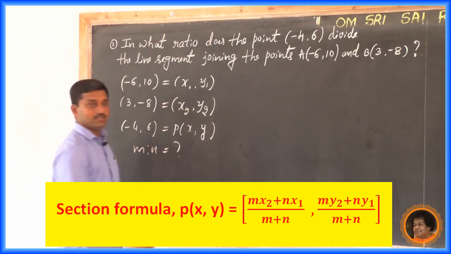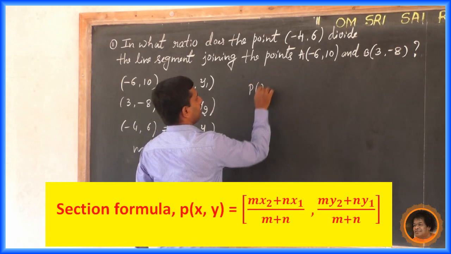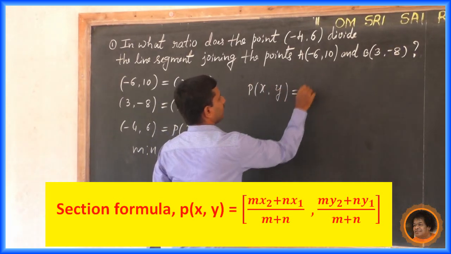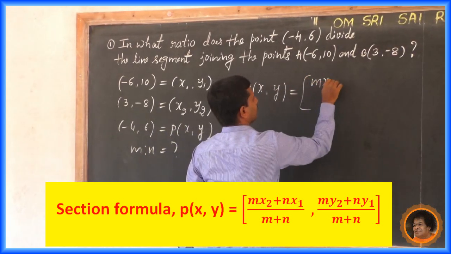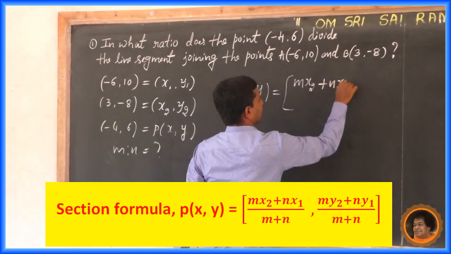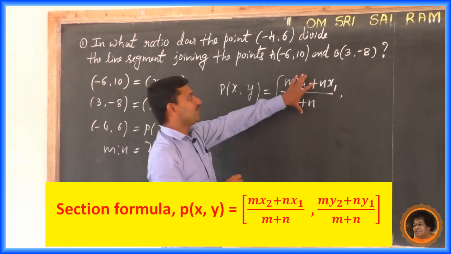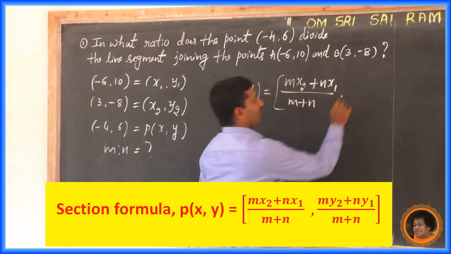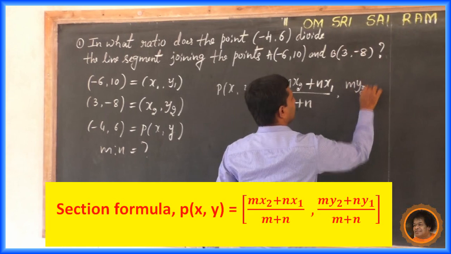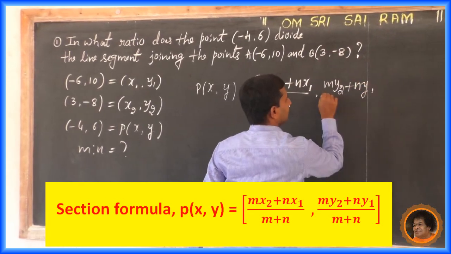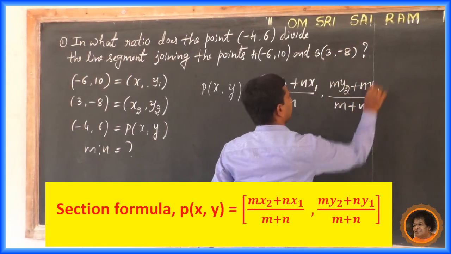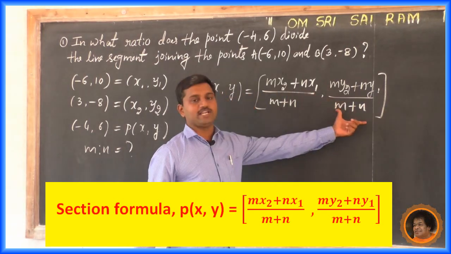So what is the formula? The section formula: P of x comma y equals mx2 plus nx1 divided by m plus n. So this is the value of the x coordinate. And what about the y coordinate? my2 plus ny1 divided by m plus n. So the second one is the y coordinate.